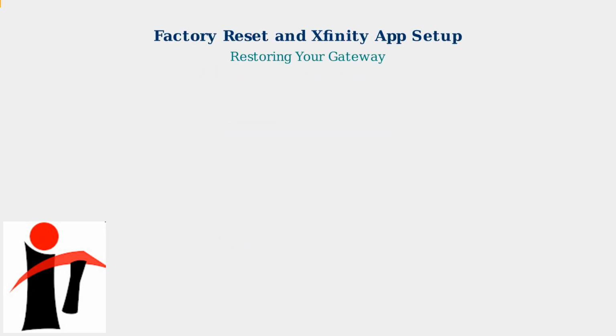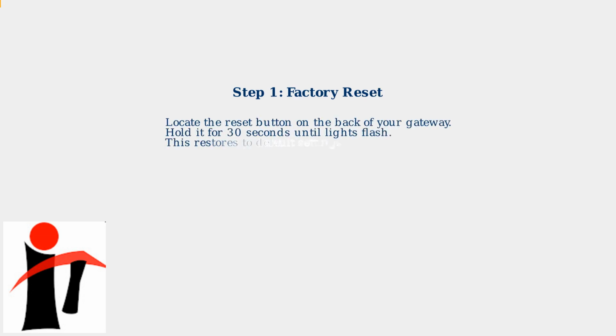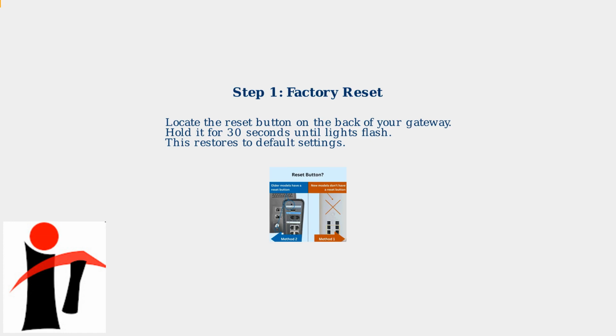If power cycling doesn't resolve the issue, a factory reset may be necessary. Locate the reset button on the back of your Xfinity gateway and hold it down for 30 seconds until the lights start flashing. This will restore the gateway to its default settings, erasing any custom configurations like Wi-Fi passwords or port forwarding rules. So make sure to back up any important settings if possible.